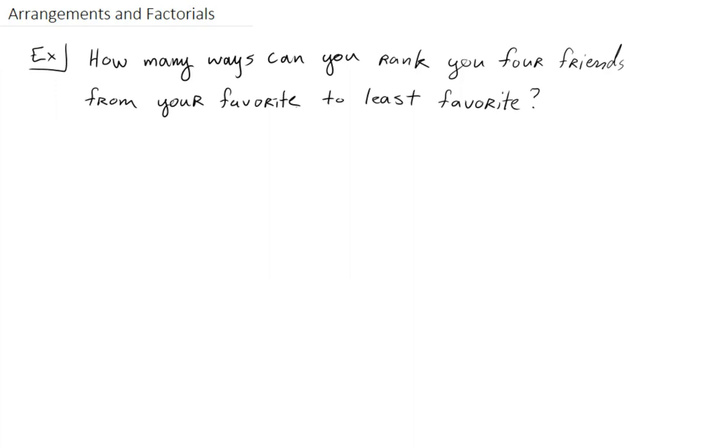Let's say you have 4 friends and you want to rank your 4 friends from your favorite to your least favorite. So the question is how many ways can you do this? When I'm working these problems, I always like to think of it as if I'm putting things, or in this case people, into slots. So here we have 4 friends and we're putting them into 4 slots. One is like first place, our favorite friend, and on down.